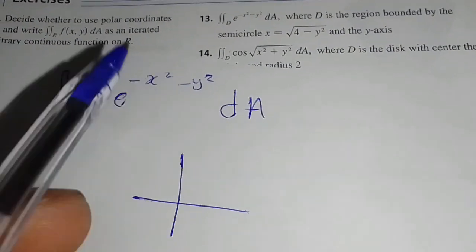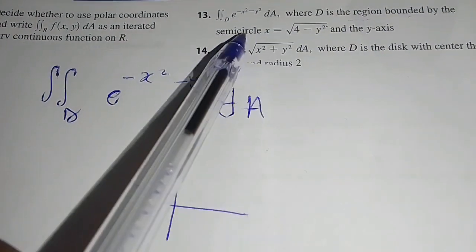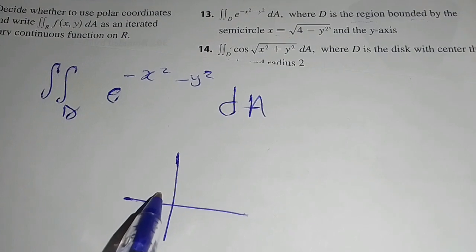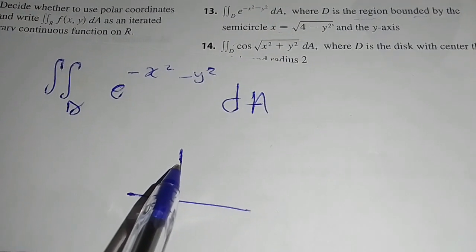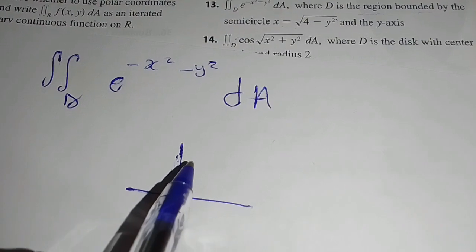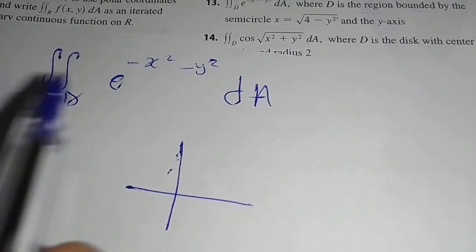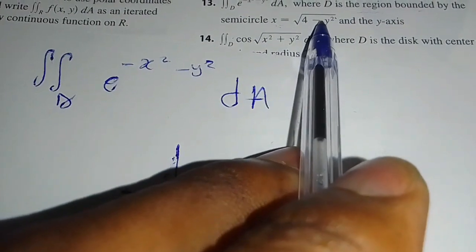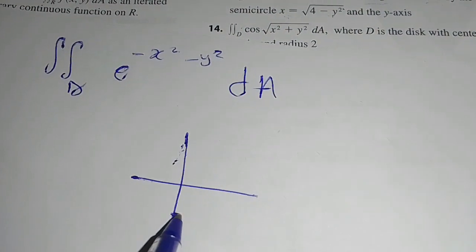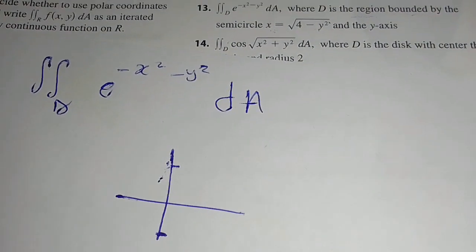But it's easier to just sketch. So we have a semicircle 4 minus y squared, right? So if we have 4 minus y squared, we basically have something like this. If x is 0, y will be either plus or minus 2, right? So you have minus 2 and you have 2 right there.